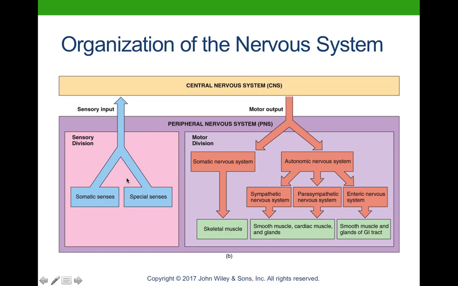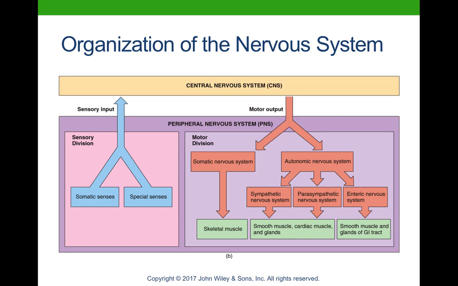The somatic nervous system is voluntary and consists of neurons that conduct impulses from cutaneous and special sense receptors to the central nervous system, and motor neurons that conduct impulses from the central nervous system to skeletal muscle tissue. The autonomic nervous system, or ANS, is involuntary and contains sensory neurons from visceral organs and motor neurons that convey impulses from the central nervous system to smooth muscle tissue, cardiac muscle tissue, and glands.